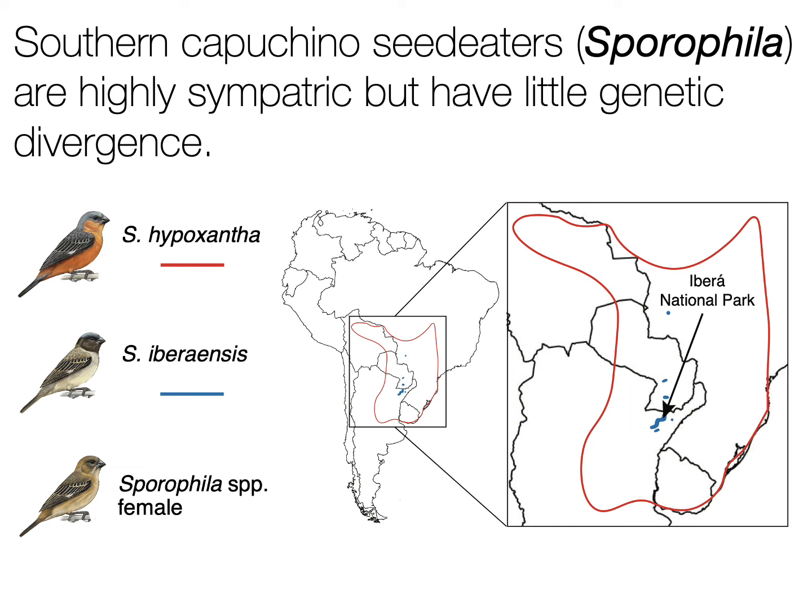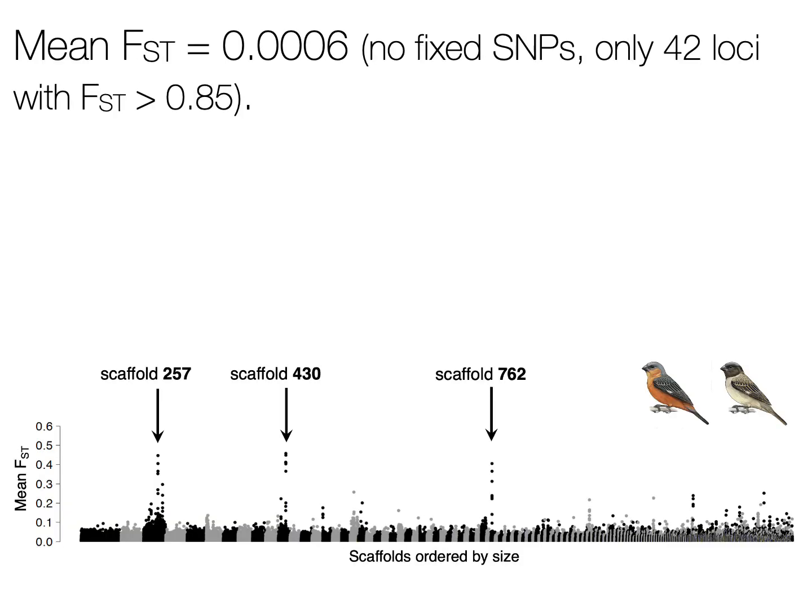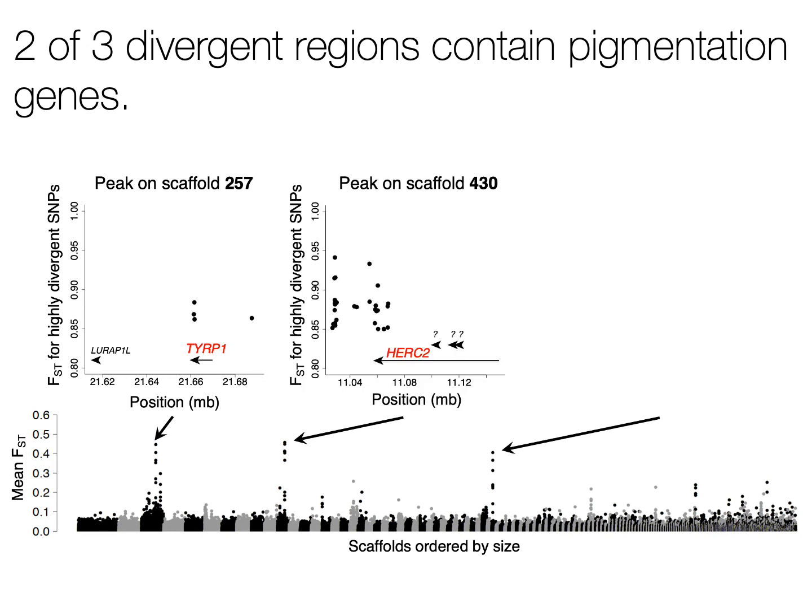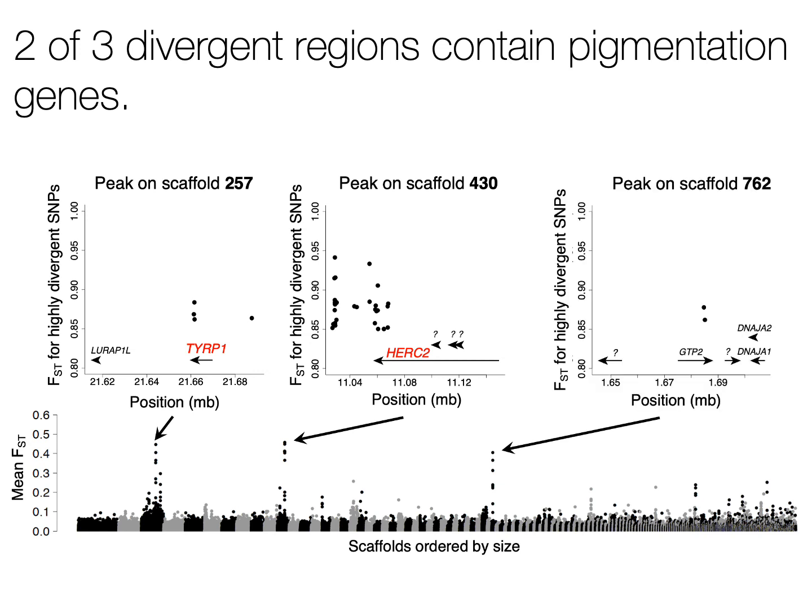So Sheila worked in Ibarra National Park to collect individuals, sequence whole genomes, and try and characterize differences, keeping in mind that Leo had never characterized differences between Spirophila iberensis and any other species. But like what Leo had found, Sheila found that Spirophila hypoxantha and iberensis differ in only 3 places in the genome. Very low mean FST, 0.0006. None of the differences between them are fixed, and only 42 regions of the genome have FST higher than 0.85. Interestingly, two of these regions are also near genes involved in the melanogenesis pathway, which is consistent with results that Leo found in his previous work.